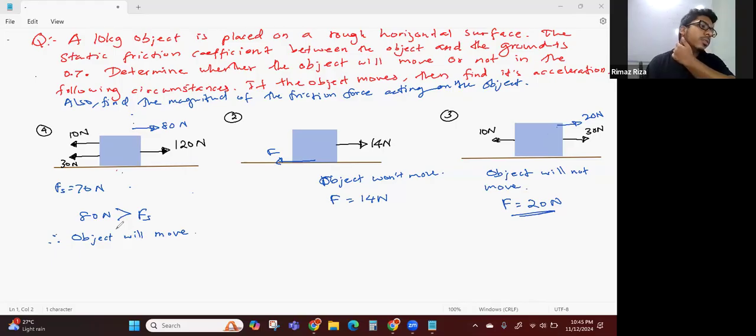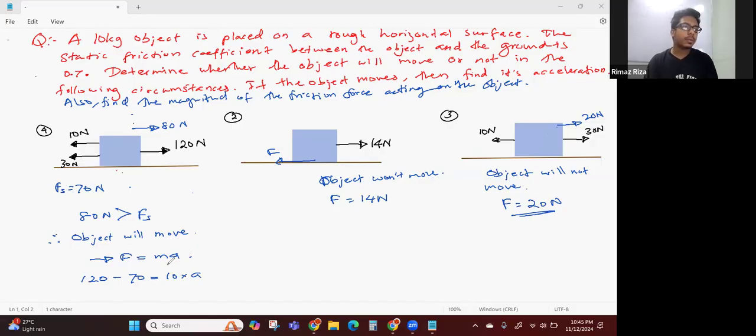The object will move, and then to find the acceleration, we can use F equals ma in this direction. So F equals, in this direction, 120 minus the friction force, which is now the maximum and will be in the opposite direction, 70 Newton. And the mass is 10 kilogram, 10 into A.